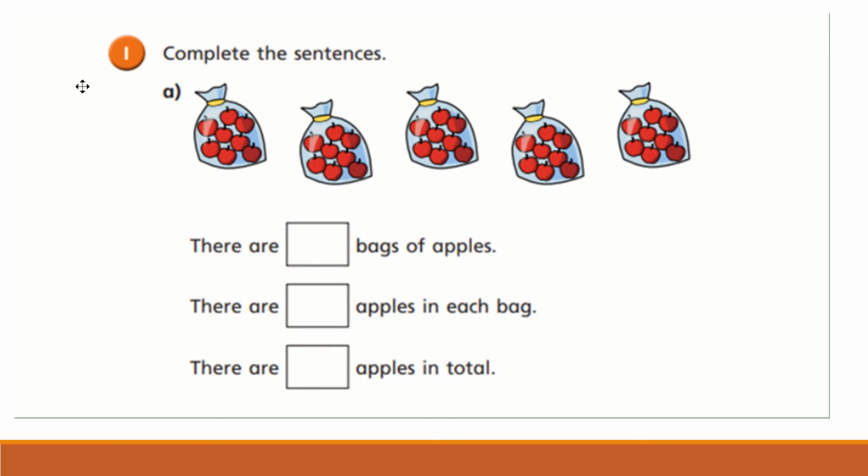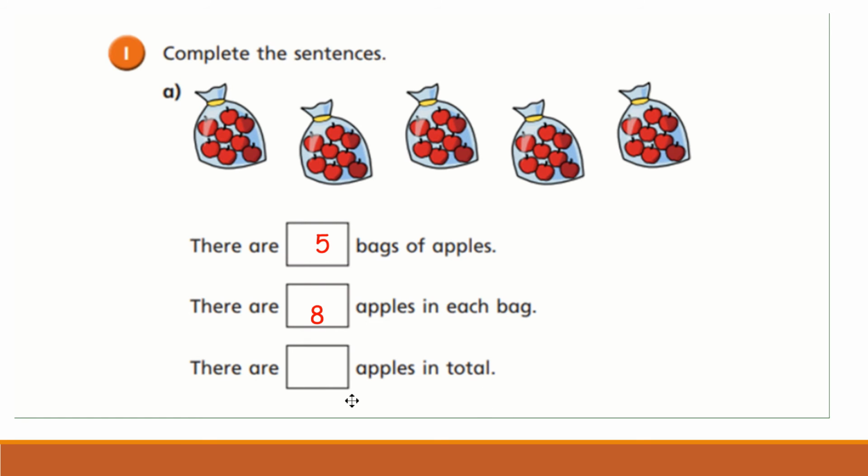Let's take a look at question number 1. Complete the sentences. There are bags of apples. How many bags of apples? We have 1, 2, 3, 4, 5. So the answer was 5 bags of apples. How many apples in each bag? 1, 2, 3, 4, 5, 6, 7, 8. So there are 8 in each bag.